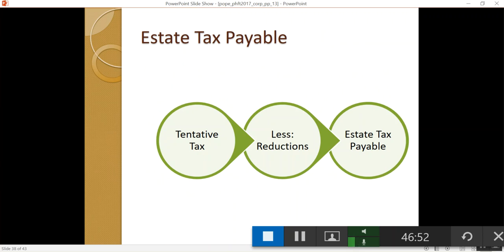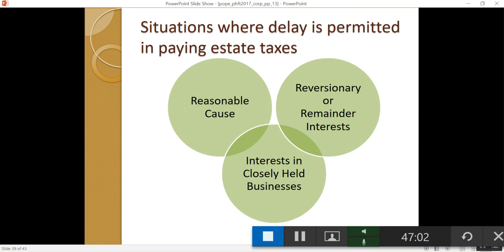So once you calculate the tentative tax, which you use the tables for, and then you apply all of your credits that we just talked about, you will come up with the estate tax payable. And then you have to pay taxes. And there are situations where there would be a delay in the amount of time that you're accorded in order to pay those taxes. It could be where you have an interest in a closely held business. So in that case, the estate would be able to make the payments of the estate tax payable in installments.